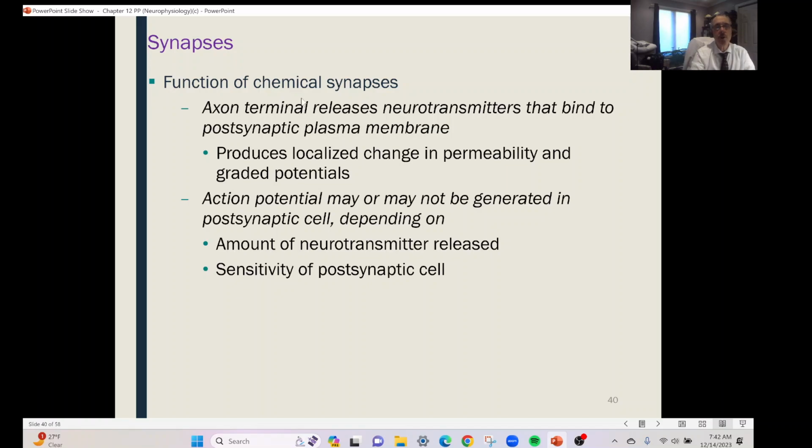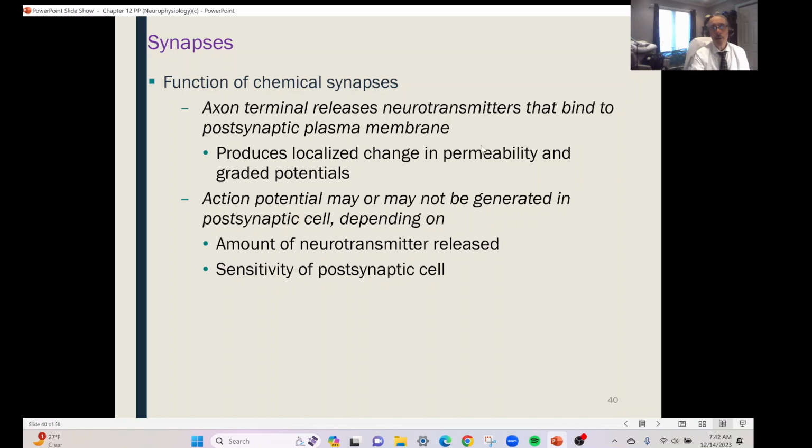So what are some of the functions of chemical synapses? The axon terminal releases the neurotransmitters that, again, are going to bind to the postsynaptic plasma membrane. There are receptors in that postsynaptic plasma membrane, and that's going to produce localized changes in permeability, and again, the graded potentials. Again, that's the local current. The action potential may or may not be generated in the postsynaptic cell depending on the amount of neurotransmitter release and also the sensitivity of the postsynaptic cell.